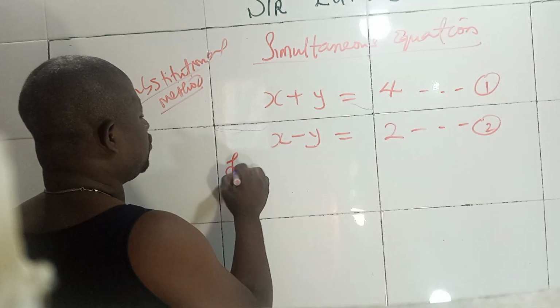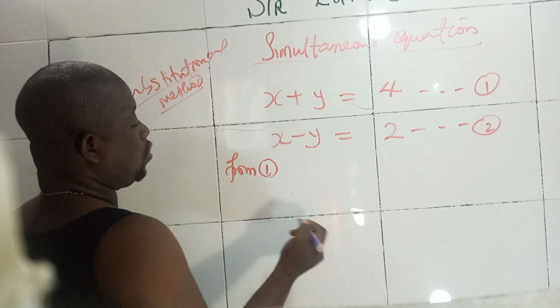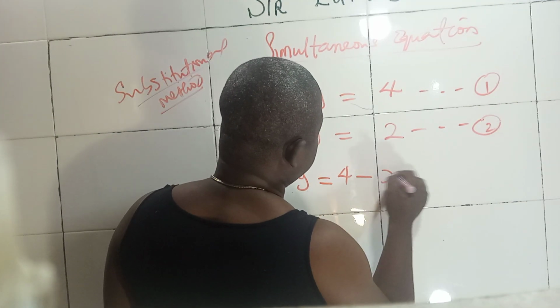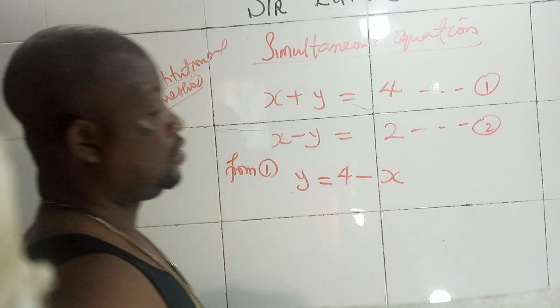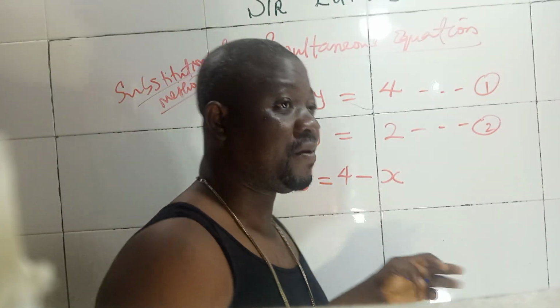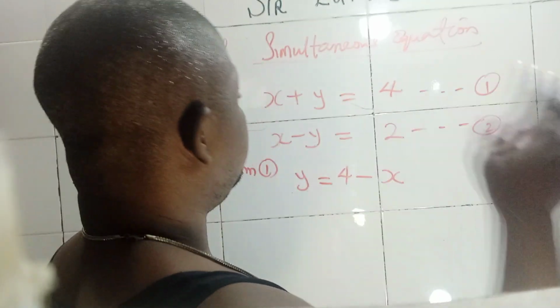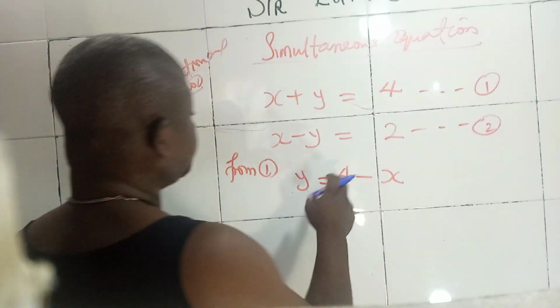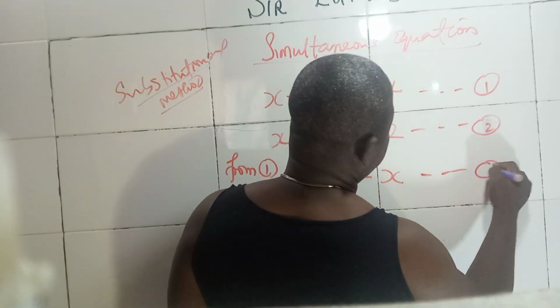From equation 1, y is equal to what? 4 minus x. I have not done any magic here. If you are not clear, please go back to my videos on introduction to mathematics, on how to play around the movement of numbers over the equal sign. So, this is equation 3.